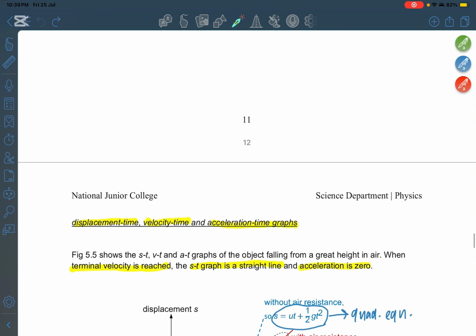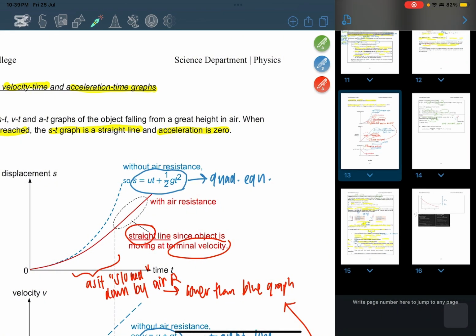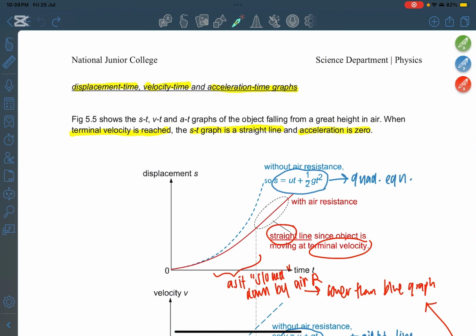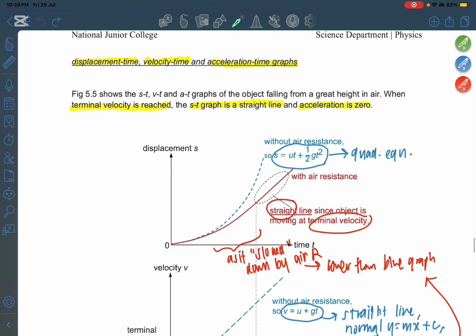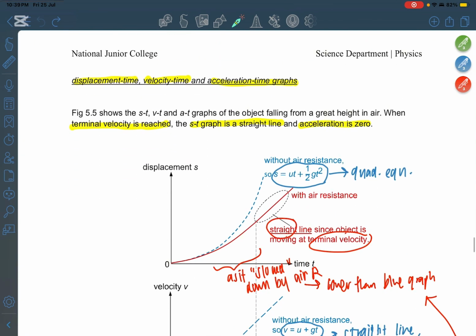Okay, let's move on to displacement-time, velocity-time, and acceleration-time graphs. These are the graphs of an object falling from a great height in air. Once the terminal velocity is reached, the displacement-time graph is a straight line, and this is when acceleration is going to be 0, because it's moving at a constant maximum velocity known as terminal velocity.